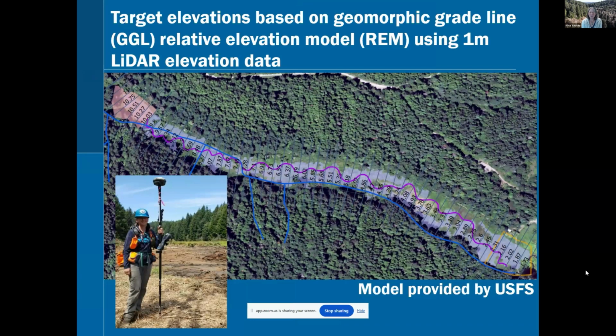So US Forest Service actually provided the geomorphic grade line analysis for us. And what you can see on this map is elevation targets for each of our locations throughout the valley. And so as we worked with the machines out there that were grading the area, we were monitoring that elevation and making sure that we stuck to those targets, and that gave us our 1% grade line.